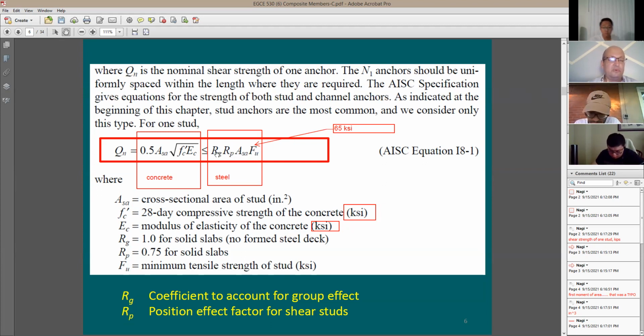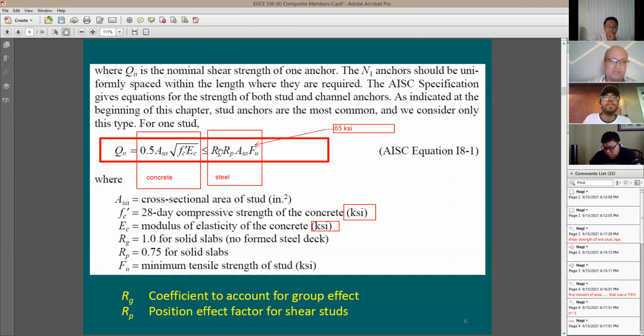For group action, let's say that you have one stud versus two studs, and both of them bear on the concrete. When you have a group, I'm going to have lower strength. So once you start to put two rows of studs, I'm going to reduce the strength a little bit for each one of the studs. Why? Because you're going to have combined stresses coming from both studs to the concrete.